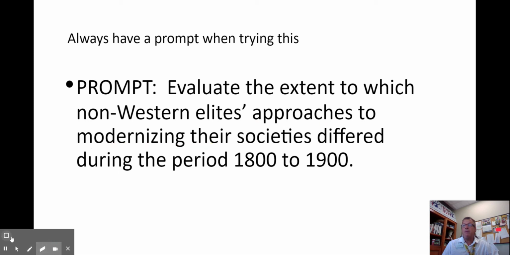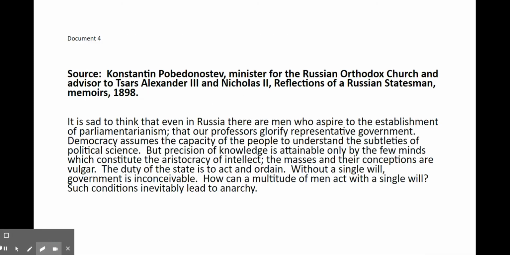Let's erase that and move on now. So here's our source. Konstantin Pobedonostsev, minister of the Russian Orthodox Church and advisor to Tsar Alexander III and Nicholas II, his Reflections of a Russian Statesman, Memoirs, 1898. Easy for me to say.